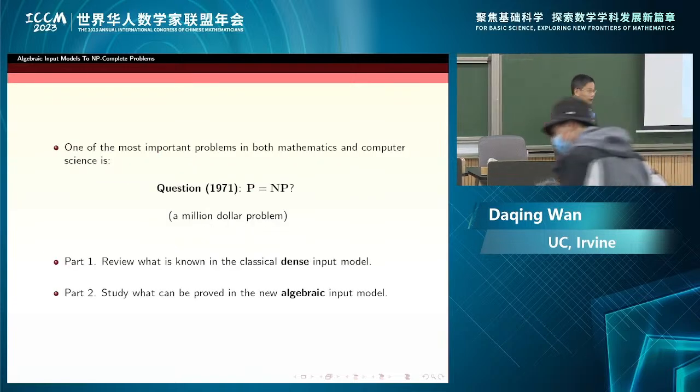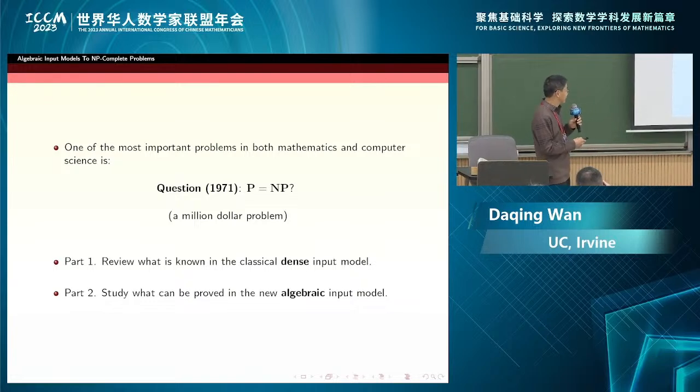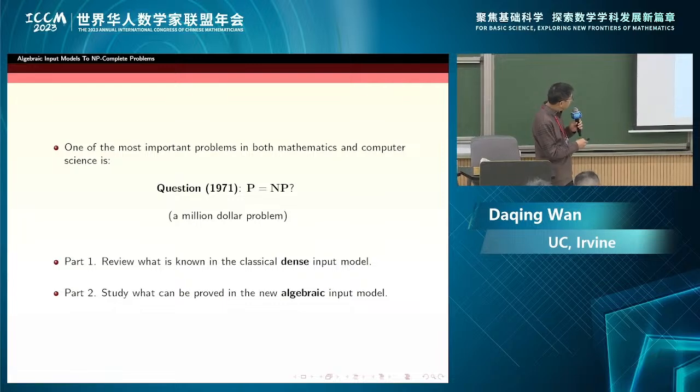All right, so let's recall the famous P versus NP problem, which is one of the most important problems in both mathematics and computer science. My talk will be divided in 2 parts. I'll explain what these words mean. The first part, I will just review what is known in the classical dense input model, in a concrete problem. And then the second part, we want to change the dense input model to algebraic input model and see what questions can be asked and what can be proved.